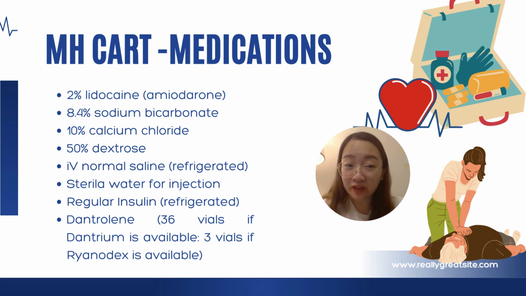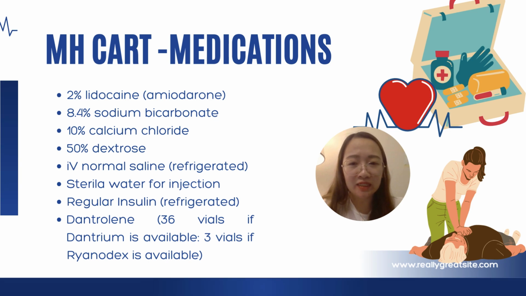50% dextrose and regular insulin. IV normal saline to flush the medications. And dantrolene. There are two brand names associated with dantrolene. If you're using dantrium, you should have 36 vials. And if you have Ryanodex, you should have 3 vials.